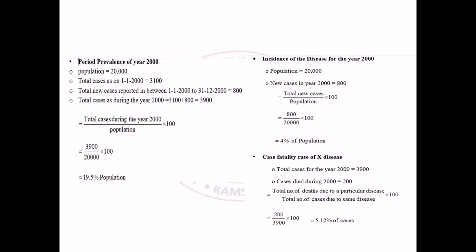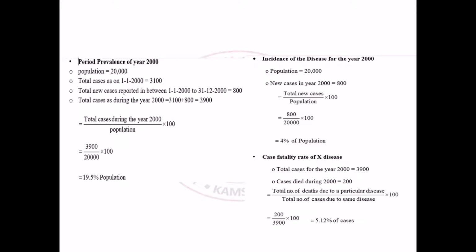Next is incidence of the disease for the year. Here we take the population 20,000, new cases 800, total new cases by population into 100 is the incidence. 800 by 20,000 into 100, that is equal to 4% of the population. The incidence is 4% of the population.